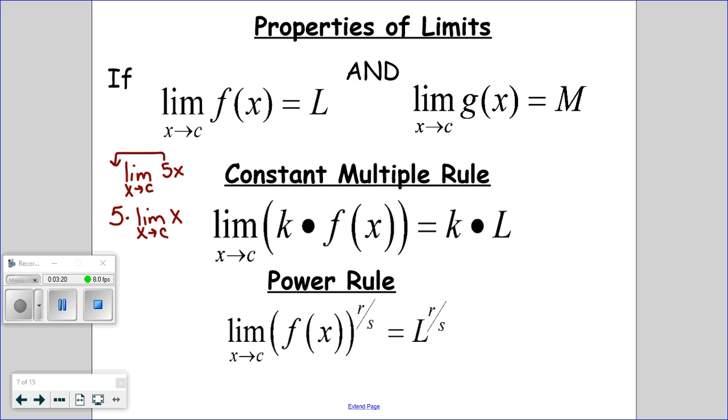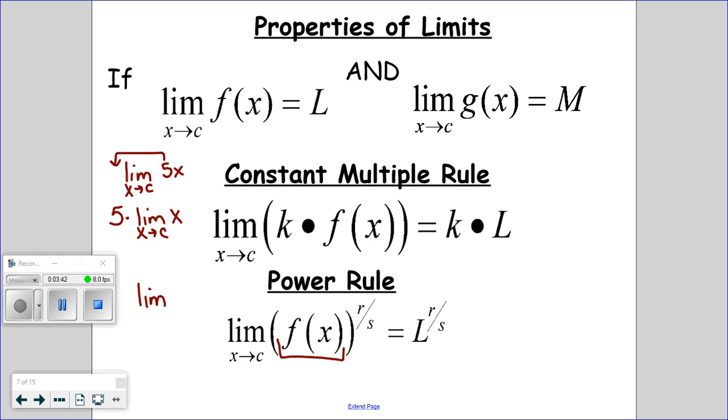The power rule is just like it sounds. I can do the limit of the function, which would be the limit of this, and then raise it to whatever exponent is outside of that. The only thing we need to be careful of there is that it doesn't necessarily have to be handed to us as an exponent. For example, remember your algebra rules and how we can reformat things.